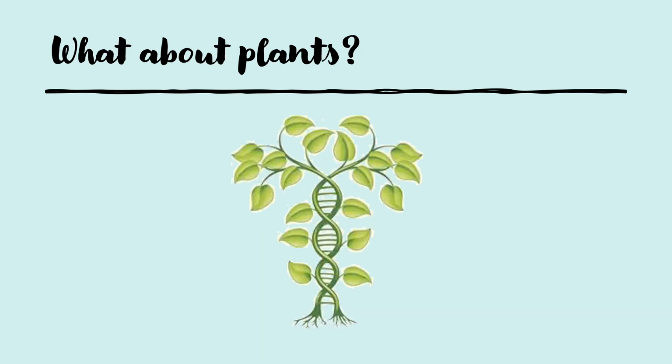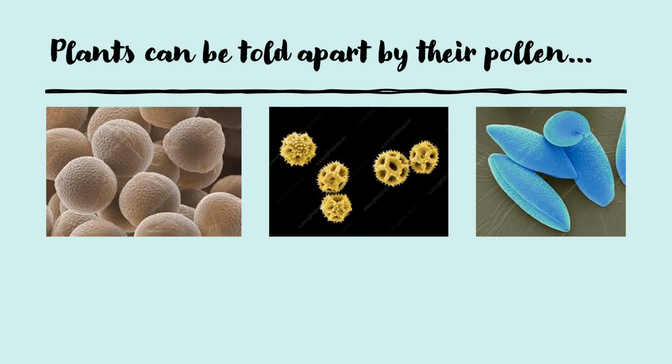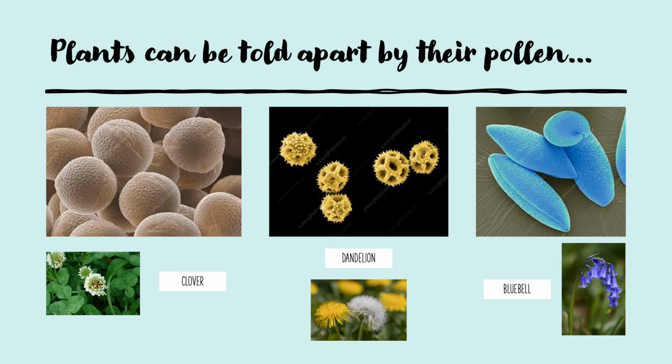But it's not only humans which have a unique genetic profile. Every species does, including plants. Do you remember looking at pollen grains from different species of plants? These 3 plants can be distinguished by the shape of their pollen grains. But not only does their pollen look different, each of these plants also have their very own genetic profiles. Can you recall the types of plant these pollen grains belong to? Here we have clover, dandelion, and bluebell.